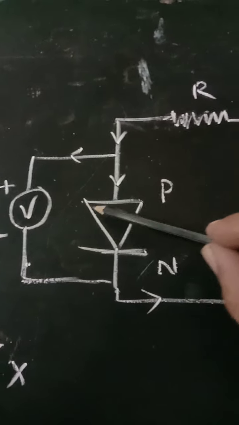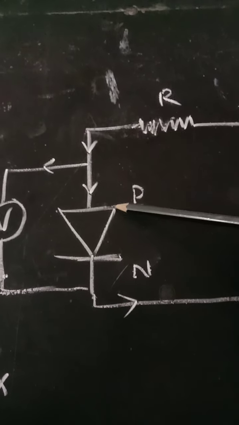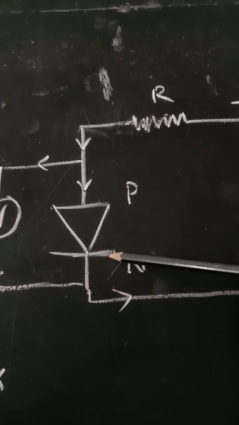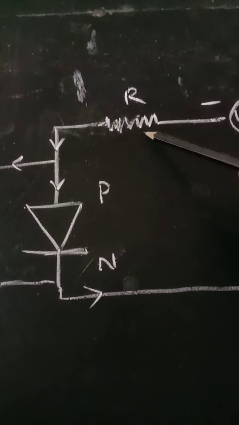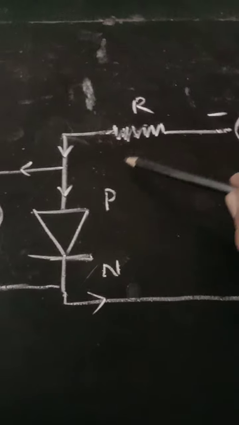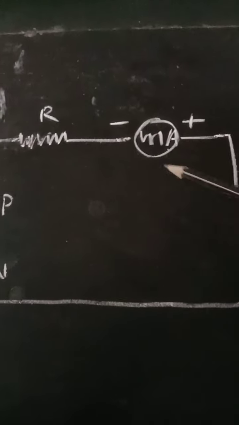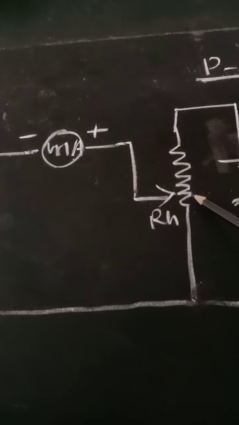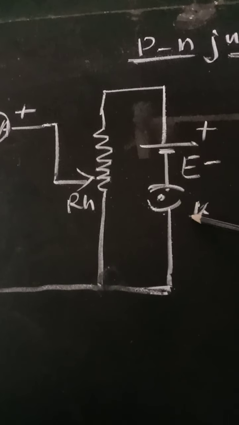Here the voltmeter is connected across this PN junction diode. The base of the triangle will represent the P region of the diode, and this line will represent the N region of the diode. It will be forward biased. Here resistance R is the series resistance, to control the current, connected in series with this PN junction diode. Then this will be the milliammeter. Then here there will be a rheostat, and then the source of EMF along with a key will be connected here.